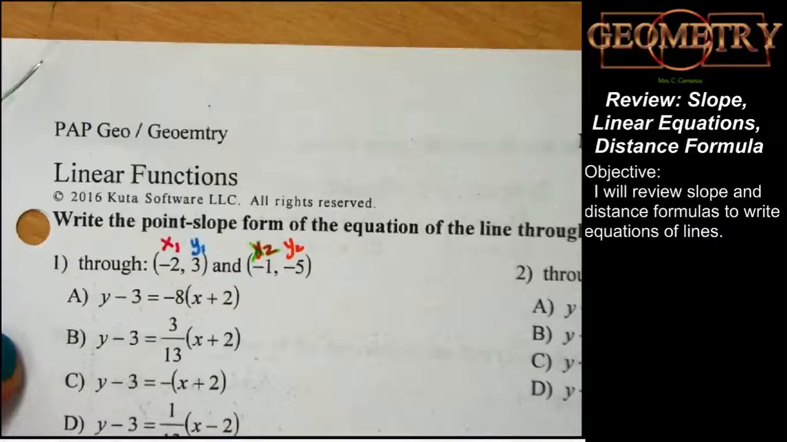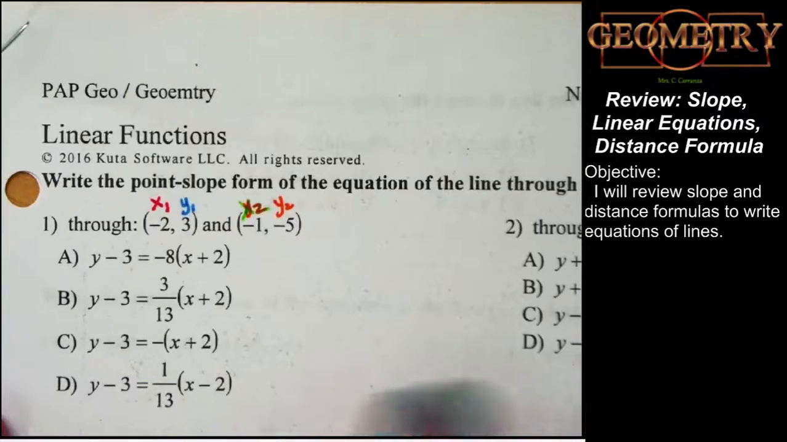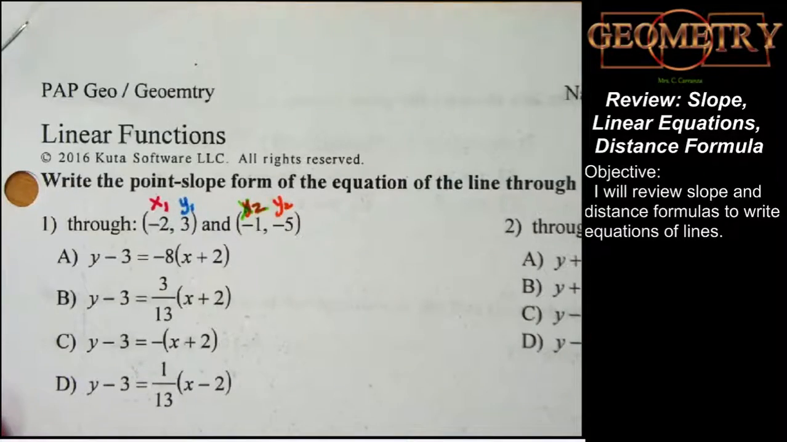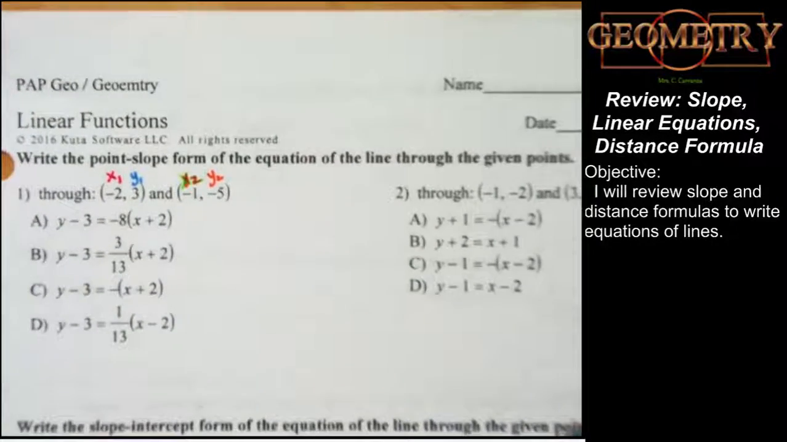Look at some linear functions, some linear equations. You notice I've already got one colored on a little bit. We'll do the second one. This is writing the point-slope form of the equation of a line.